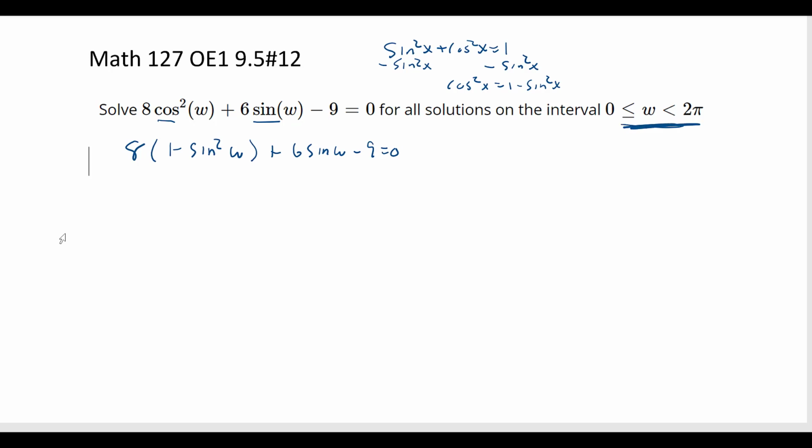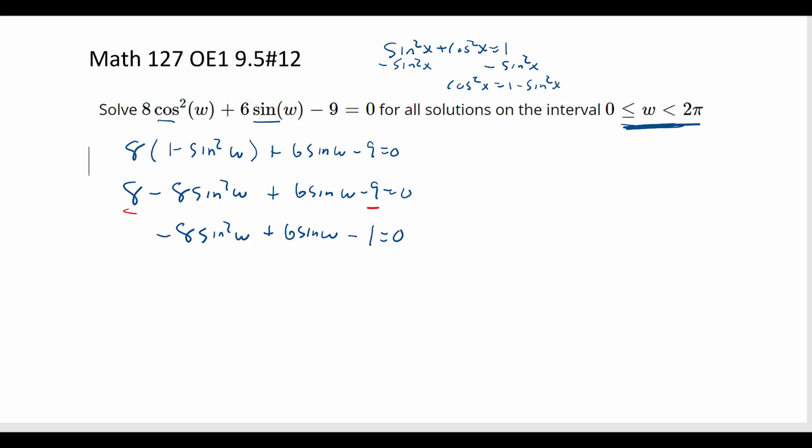By the way, we were looking for solutions between 0 and 2 pi, not inclusive of the 2 pi. So now we can work out the algebra a little bit. We have 8 minus 8 sine squared w plus 6 sine w minus 9 equals 0. And these two terms can be combined. That's going to give us negative 8 sine squared w plus 6 sine w minus 1 equals 0.